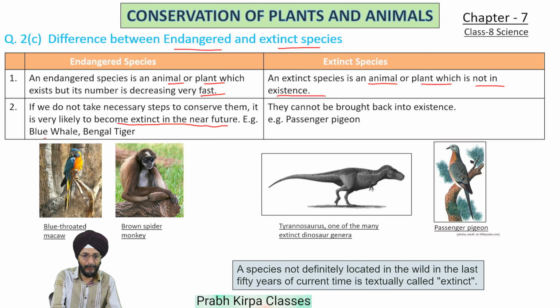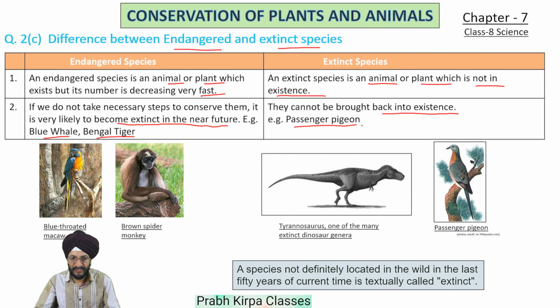For example, blue whale, Bengal tiger. Extinct species cannot be brought back into existence. For example, passenger pigeon. We have also given here two photographs pertaining to endangered species, that is blue-throated macaw and the other is brown spider monkey.